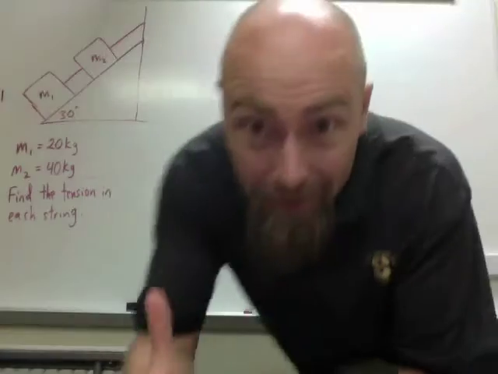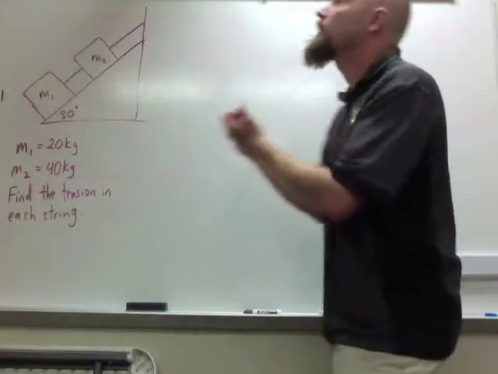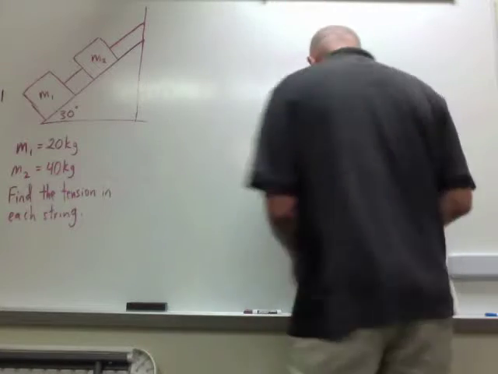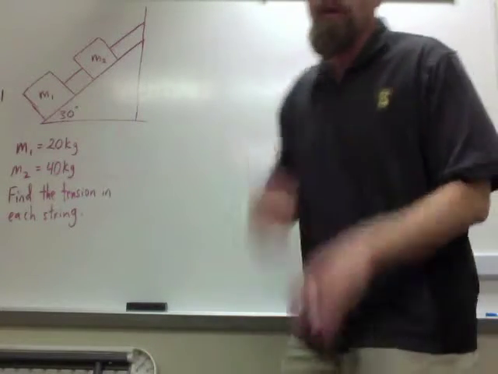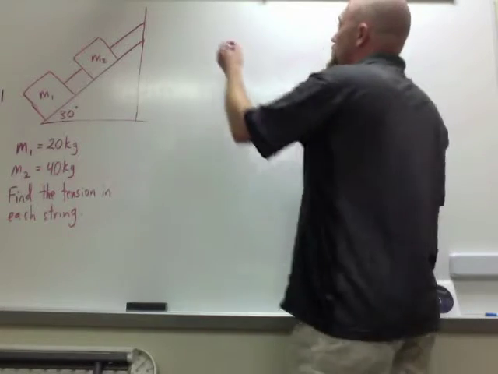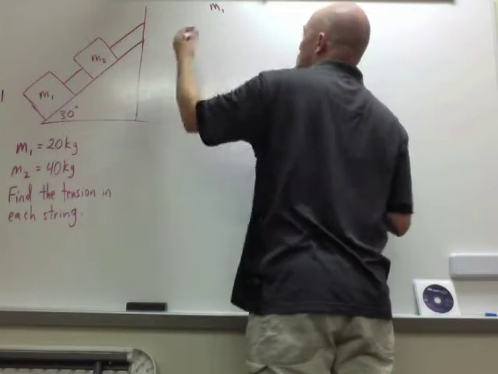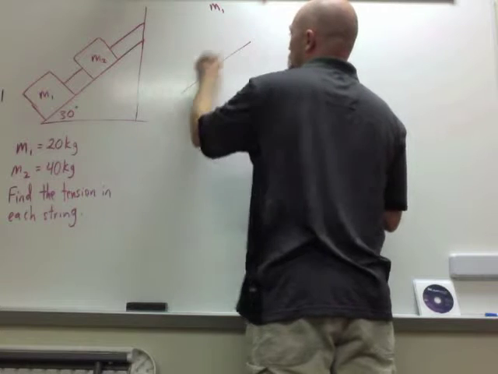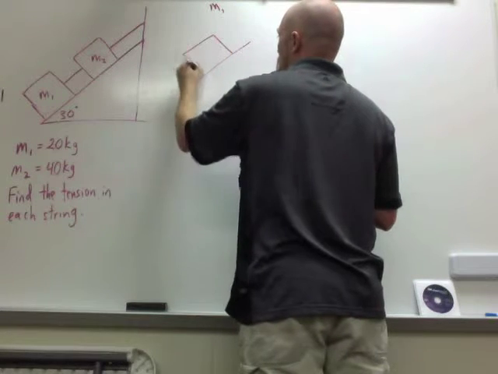So, guess where I'm going to start? That's right, a free body diagram. So let's do that first. Again, I'm going to draw them two different colors to keep track of them so that I don't make a mistake with this. So M1, I'll use my lovely magenta. So here is M1.